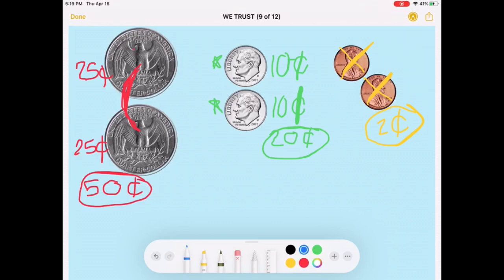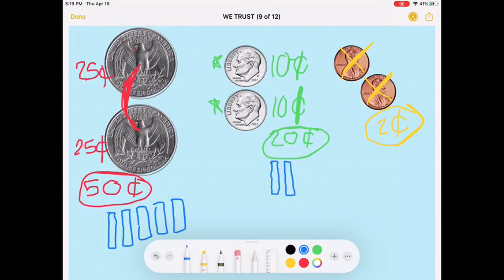Another way you could do this is by drawing 10s and 1s. 50 is the same thing as 5 10s. So I could draw 5 10 blocks. 10, 20, 30, 40, 50. That's the same thing. And then 20 is worth the same thing as 2 10 blocks. So 2 dimes is 20 cents, and we could show 20 by drawing 2 10 blocks.